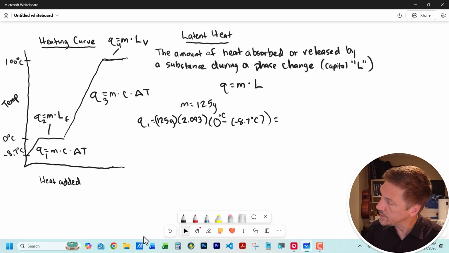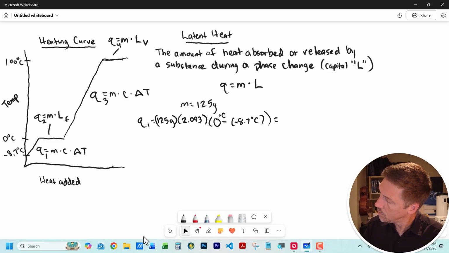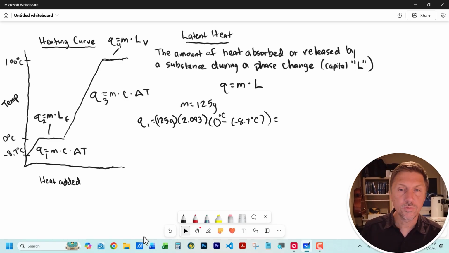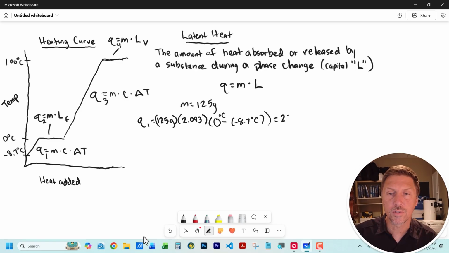So our overall Q is going to be a positive value. And so when we do the calculations for that, we get that Q1 is going to be equal to 2,300 joules, once we round for significant figures. All right, so that's Q1.